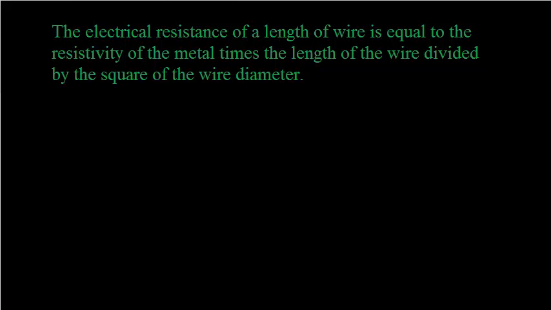Here we have resistance. Resistance we can call R. Here we have the length of the wire. Let's call the length of the wire L. Here the resistivity, we can call that little r. And then we have the square of the wire diameter. So the wire diameter we can call D.